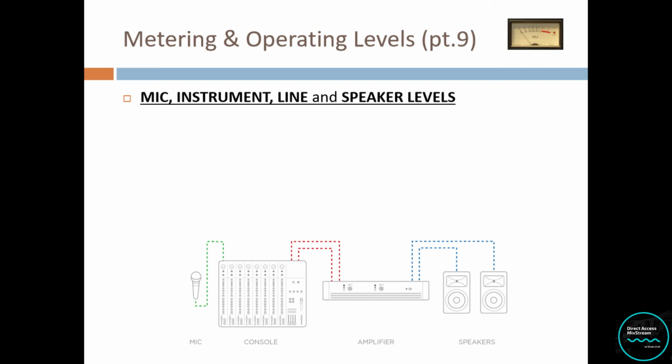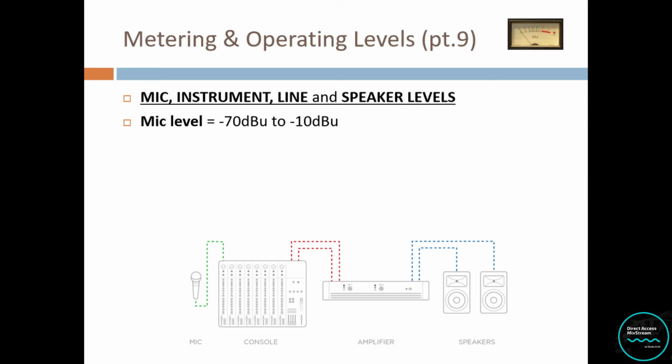Let's look at the system, going from a microphone to a console, to a power amp, to a speaker. Let's say this is a typical PA system. First of all, you have your mic level. The level of the signal, the current coming out from the microphone, is very, very low.